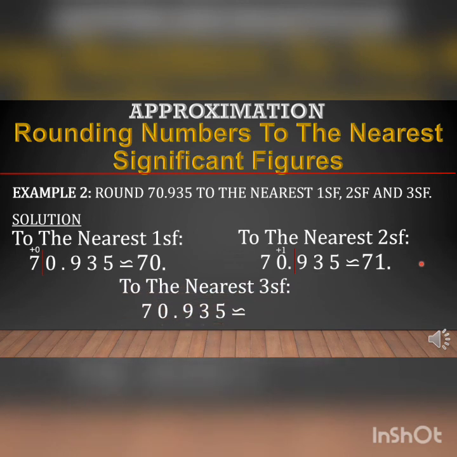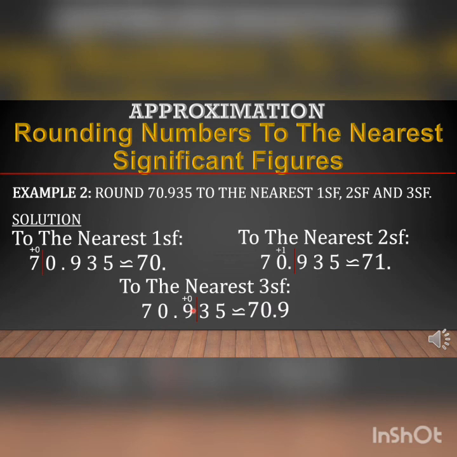Okay, the final one we have is to the nearest 3 significant figures. So we'll count our first, our second and our third. So our line will come right after 9. Then we'll check what's the number immediately after 9. We're having 3, so we'll be rounding down because 3 is less than 5. To round down, we add plus 0, so we're having 70.9.